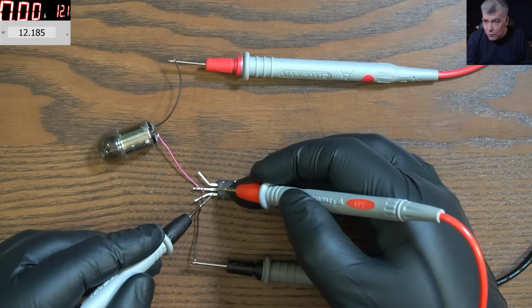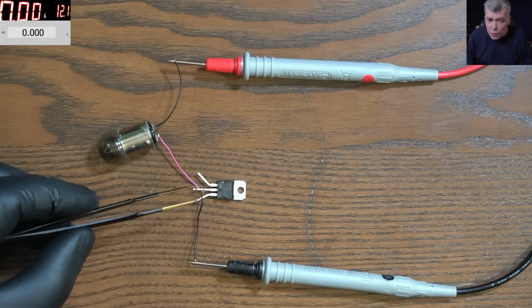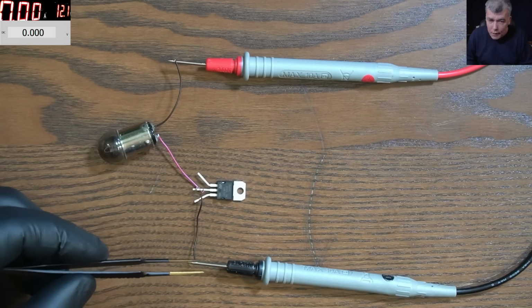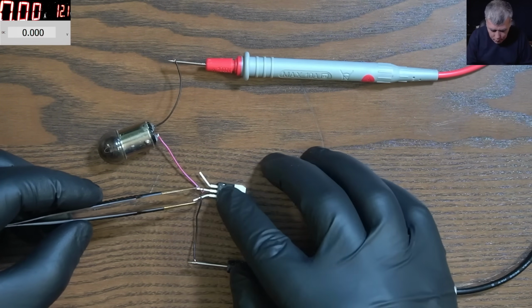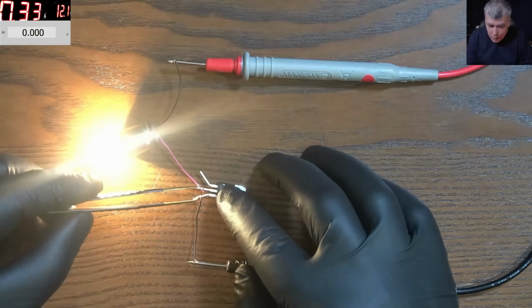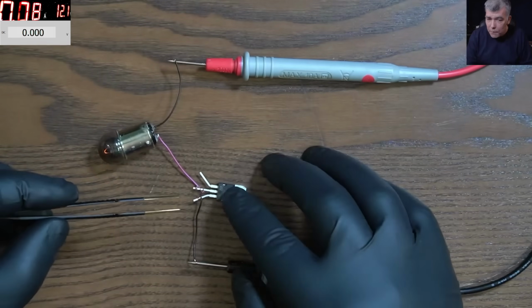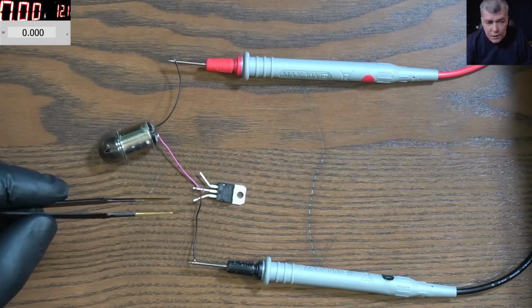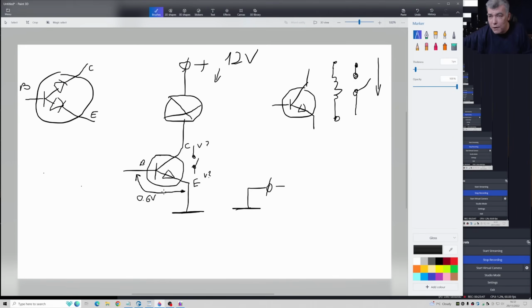So we have 12 volts. Now, in order to click this transistor, we can simply short those wires, the wire from the ground and the wire from the bulb. So I can short them, and I can make the light bulb light. Now, like I said, we can come with the 0.6 volts and open this transistor.